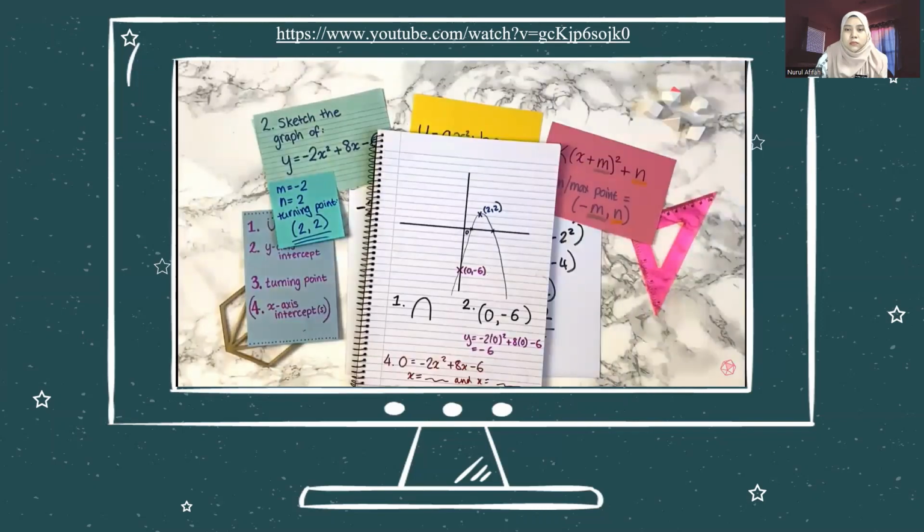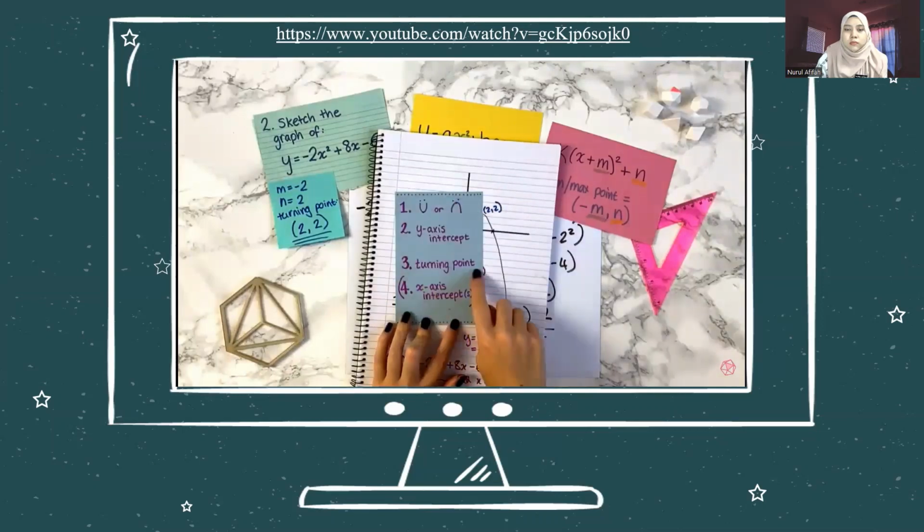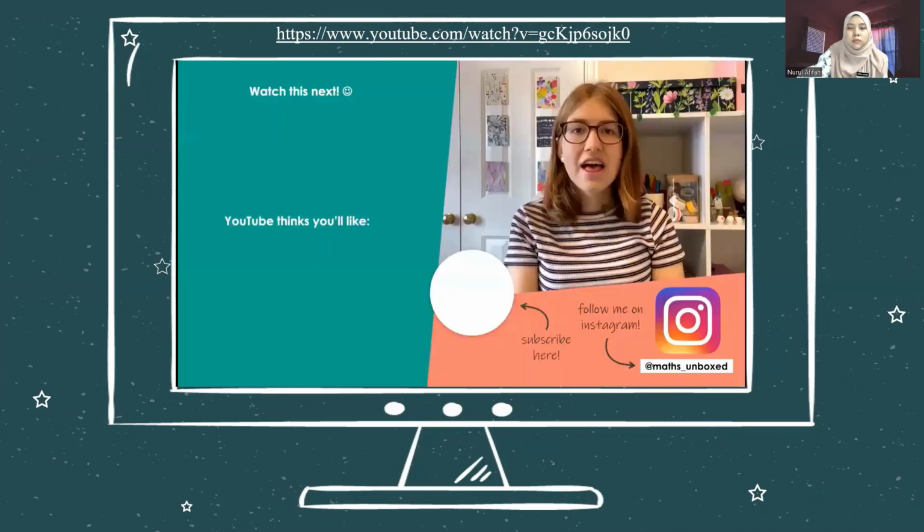Okay, so now you know how to sketch quadratic graphs by completing the square. All you need to follow are these 3 key steps, and sometimes maybe this 4th one as well, in order to sketch them.